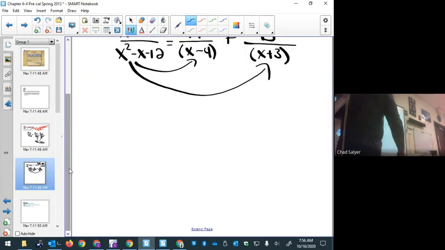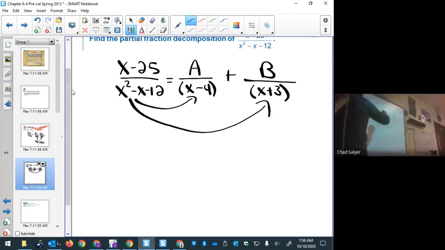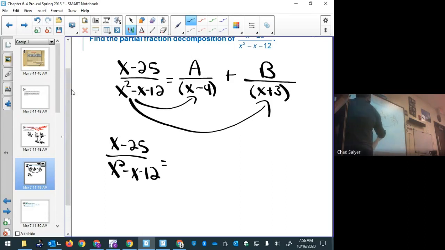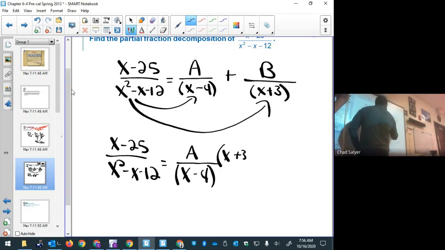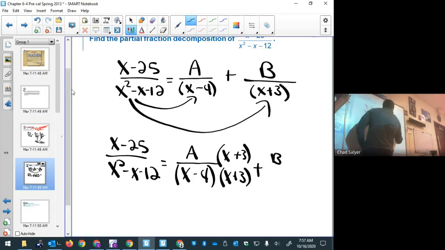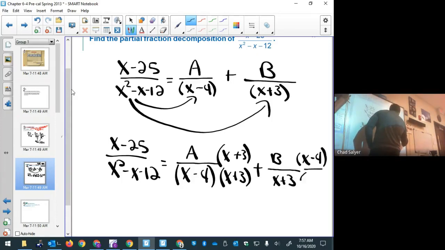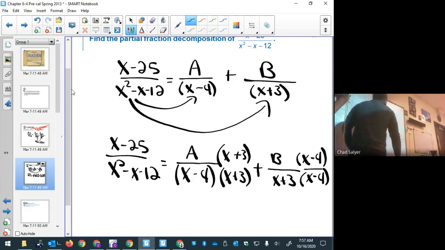Okay, so what we need to do is create a common denominator situation so we can find A and B. So in this case, I need to multiply the first by x plus 3 and the second by x minus 4. So there's a lot of action going on here. You'll see that.